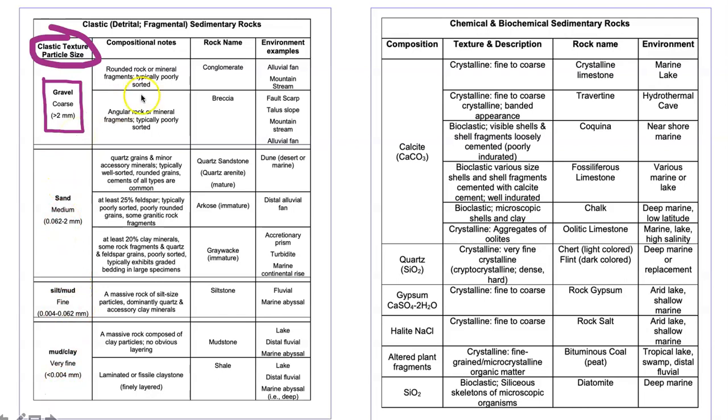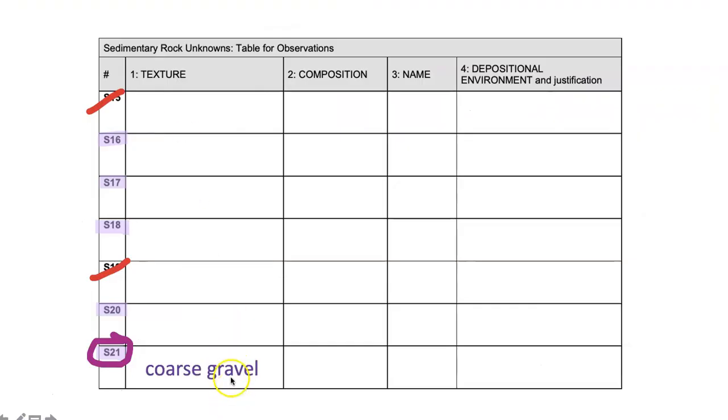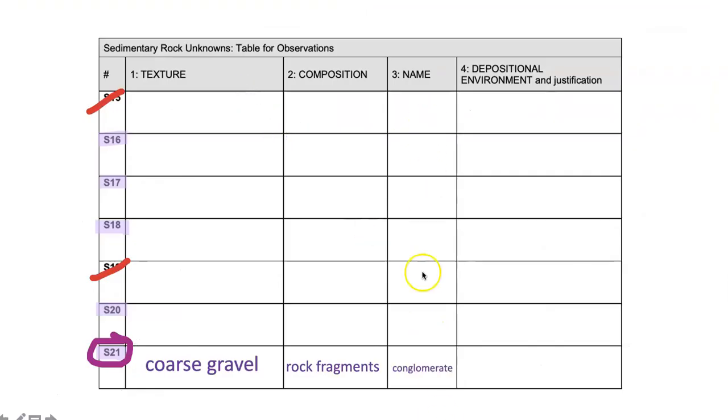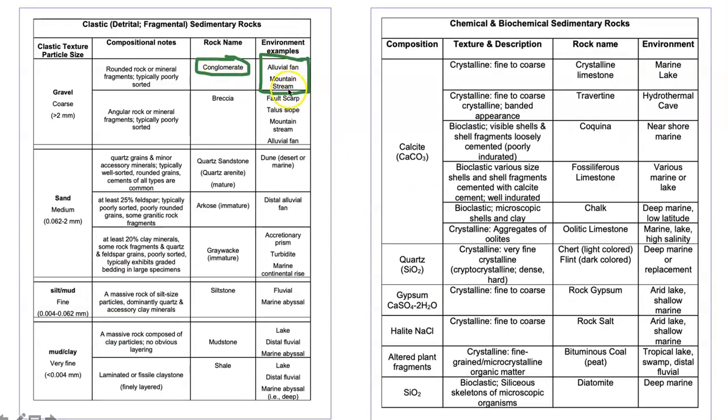So then we have to decide, do we have rounded rock fragments or do we have angular rock fragments? And in this case, we had rounded ones. So we're going to put that we had coarse gravel, coarse is a size, and that it was made of rock fragments. Going back to this chart, this gives us the name conglomerate. So we put conglomerate in our name, and then we go to depositional environment.